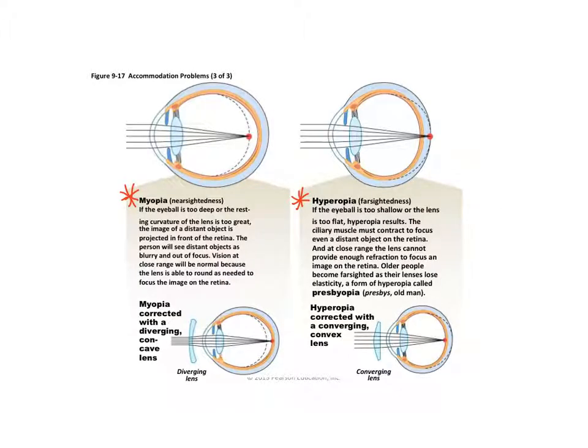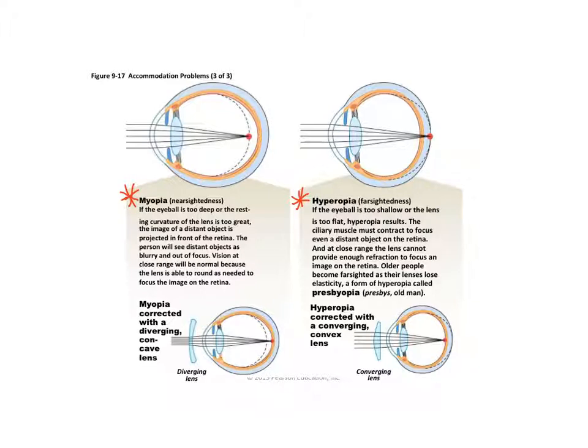Let's move on to two types of situations that happen in human vision. There's something called nearsightedness, called myopia. Make sure you know that. Nearsightedness is myopia. If the eyeball is too deep or the resting curvature of the lens is too great, the image of the distant object is projected in front of the retina. So in myopia, or nearsightedness, the image is projected in front of the retina.